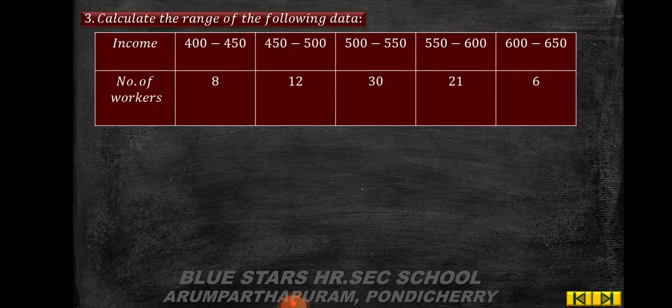Question number 3. Calculate the range of the following data. Income: 400 to 450, 450 to 500, 500 to 550, 550 to 600, 600 to 650. Number of workers: 8, 12, 30, 21, 6. So here range is equal to L minus S. The largest value is 650 minus the smallest value 400, which is equal to 250.